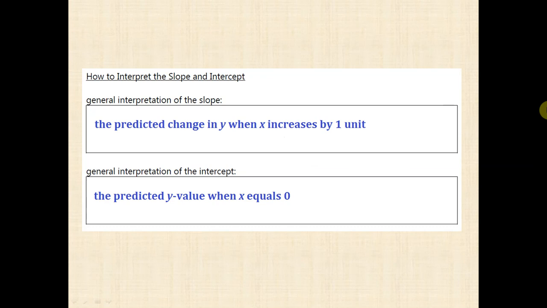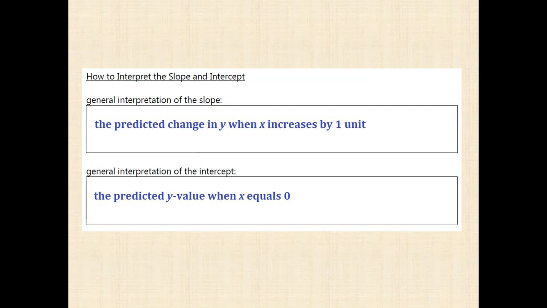Interpreting the slope and intercept. There are a few different ways of thinking about the slope in a mathematical sense, like change in y over change in x, rise over run, those sorts of things. But the best way of thinking about the slope for regression is the way that it's written here. The predicted change in y when x increases by 1 unit. Whatever value you have for the slope, essentially what that's telling you is that if x goes up by 1, this is what y hat does.